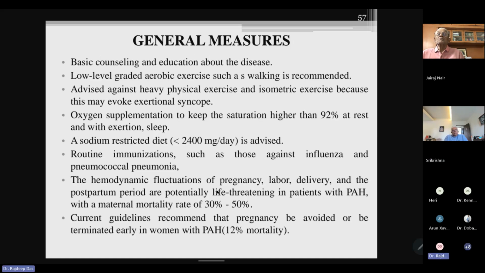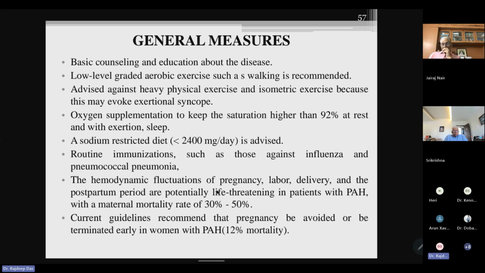The general measures for the patients are basic counseling and education about the disease. Low-level graded aerobic exercise such as walking is recommended, while heavy physical exercise is usually not recommended because it may evoke exertional syncope. Oxygen supplementation to keep the saturation higher than 92% at rest and with exertion is necessary. A salt-restricted diet is advisable. Routine immunization against influenza and pneumococcal pneumonia is advisable.